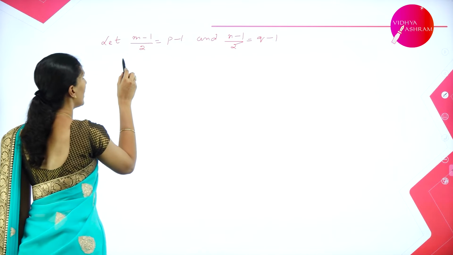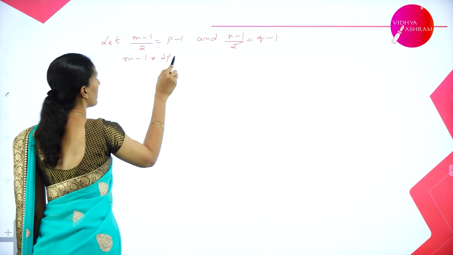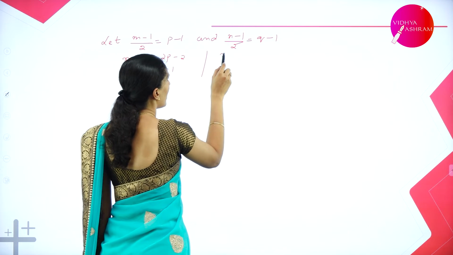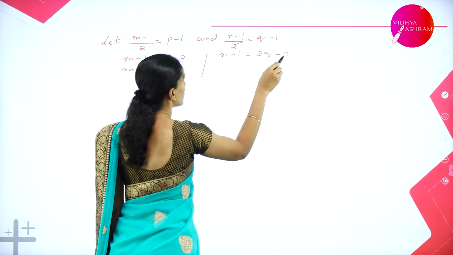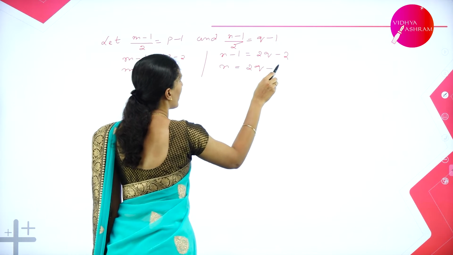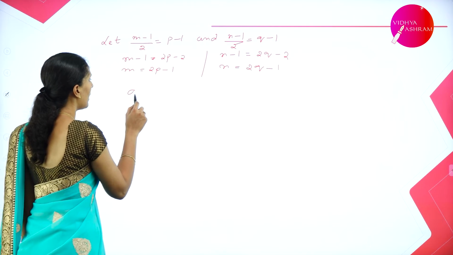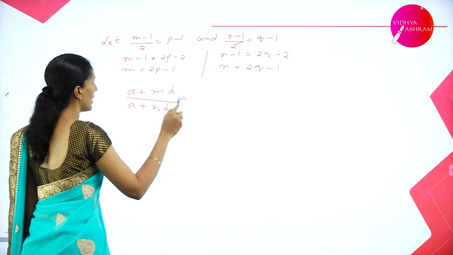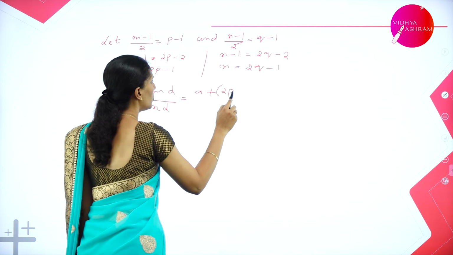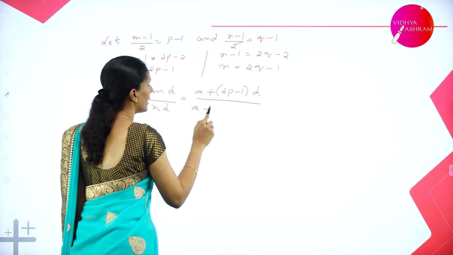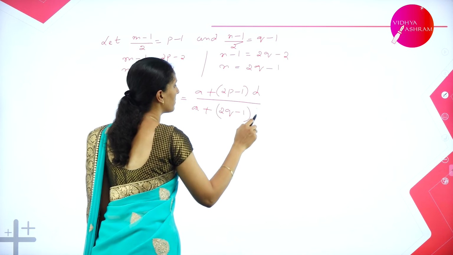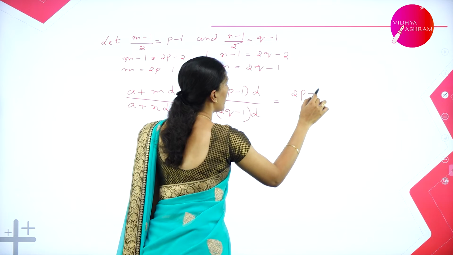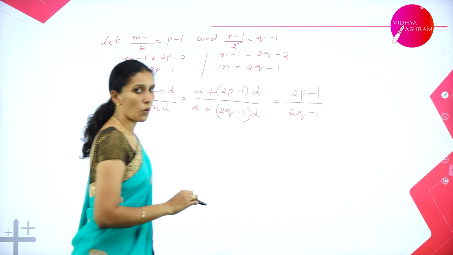q minus 1. So what I will get here: m minus 1 is equal to 2p minus 2, or m is equal to 2p minus 1. Similarly here, n minus 1 is equal to 2q minus 2, or n is equal to 2q minus 1. Therefore, a plus md by a plus nd can be written as a plus 2p minus 1 into d divided by a plus 2q minus 1 into d. So this is equal to 2p minus 1 divided by 2q minus 1 now.